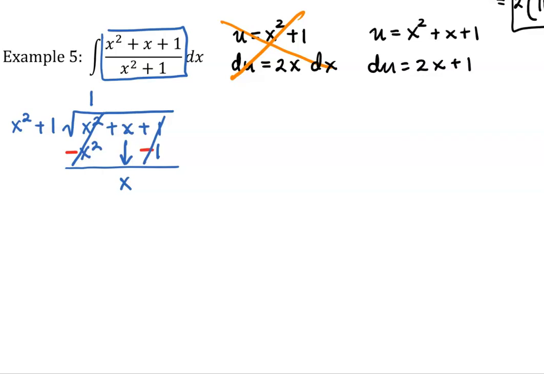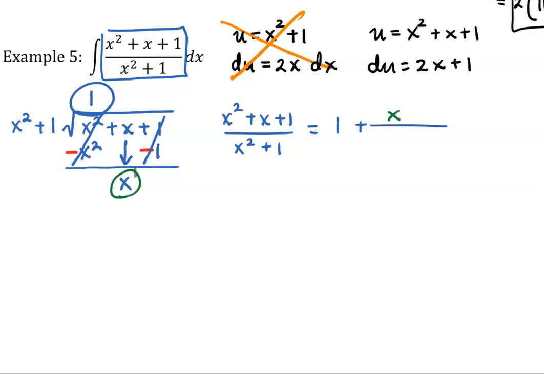Polynomial long division stops when the exponent of what's down here is smaller than the exponent of what you are dividing by. So when we went through this division, I'll write it all out: x squared plus x plus 1 divided by x squared plus 1 had a quotient of 1 and a remainder of x. And the remainder stays on top of the divisor, which was x squared plus 1. Okay, so that's what we got.